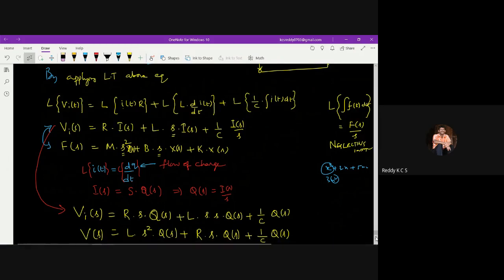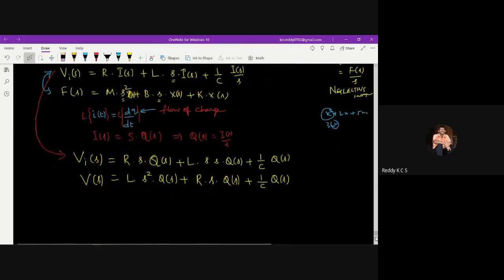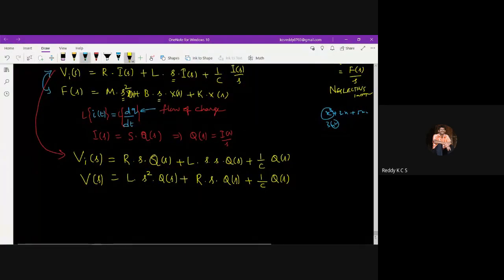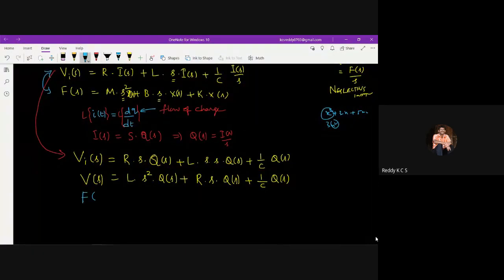Now if you look at this force equation, I'll write down the force equation: F of s is equal to m into s square into x of s plus b into s into x of s plus k into x of s.